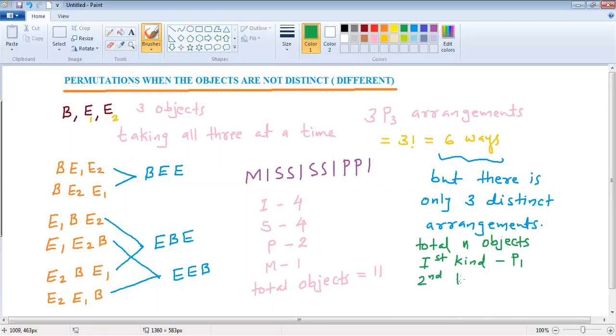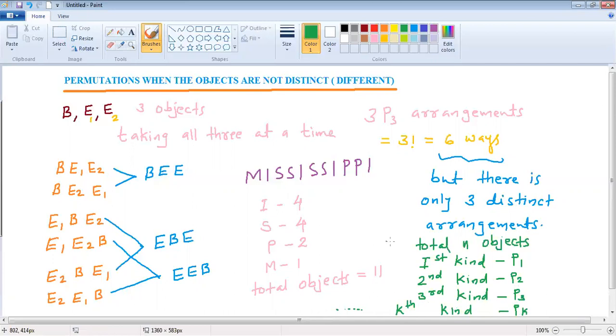Second kind का say P2 objects. Say here S is 4 times. तो फर्स्ट काइंड मतलब इधर आई समझ लो, I is 4 times. So second kind is P2 times, जैसे S is 4 times. Third kind, say third type, it is P3 times repeating, and etc. Last, the kth kind or kth type, it is repeating Pk times.